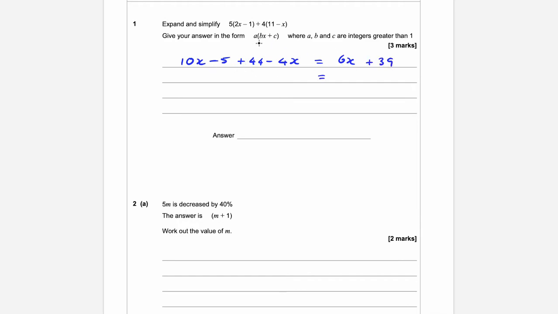And then he wants it in this form, so you take out a 3, because 3 goes into 6 and 39, and we get 2x plus 13. There we go. Easy. Question 2.